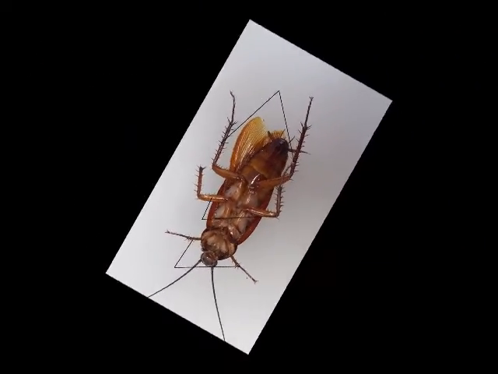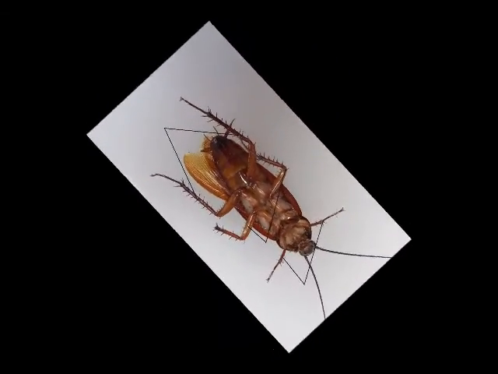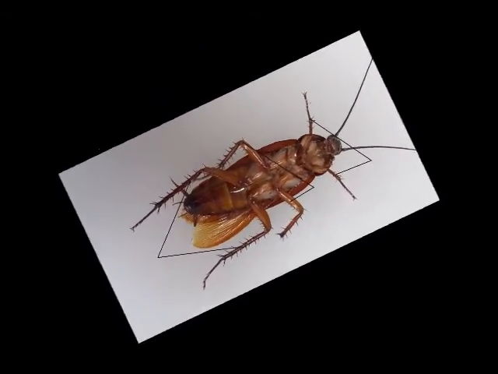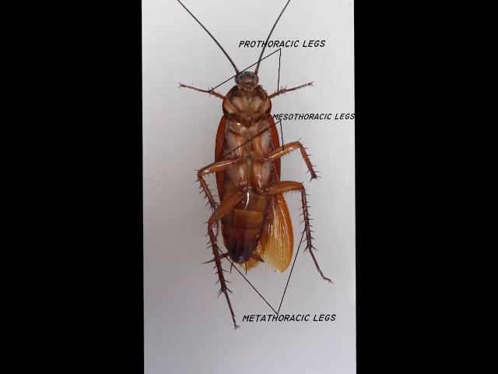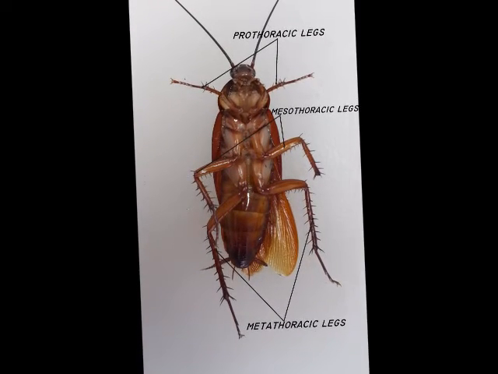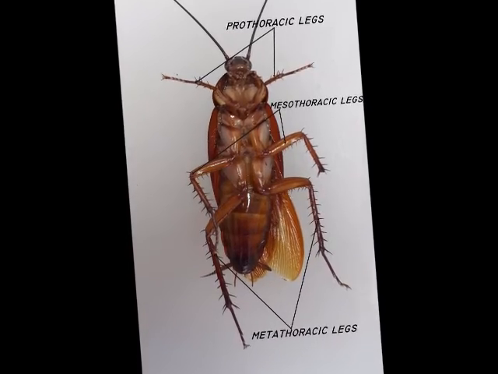Each of the three pairs of legs is named after the region of the thorax to which it attaches. The prothoracic legs are closest to the cockroach head. These are the shortest legs and they act like brakes when the cockroach runs. The middle legs are the mesothoracic legs. They move back and forth to either speed the cockroach up or slow it down. The very long metathoracic legs are the cockroach's back legs, and they move the cockroach forward.